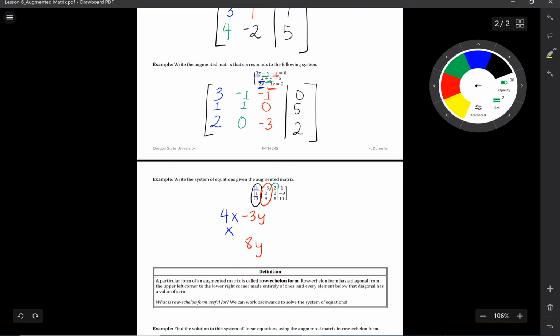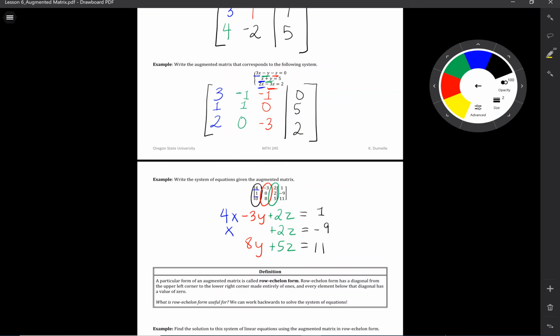Finally, I look at my z's. In the first one, I have plus 2z. In the second one, I also have plus 2z. And in the third one, I have plus 5z. My vertical line represents my equal signs. And I have the first one equals 1, the second one equals negative 9, and the third one equals 11. So it's really handy to go back and forth between equations, like we just wrote, and matrices. Both of them tell us really useful information.